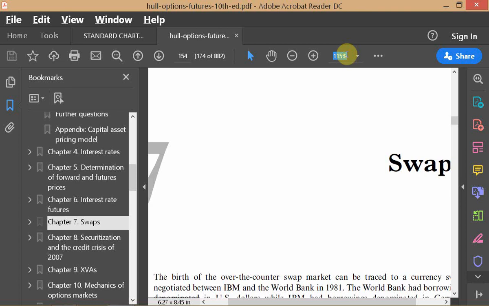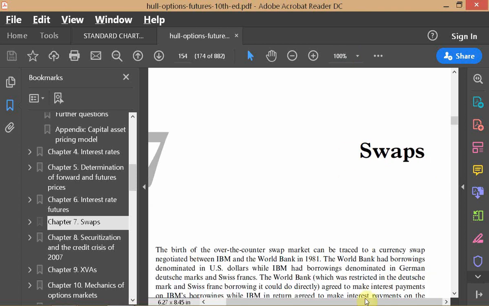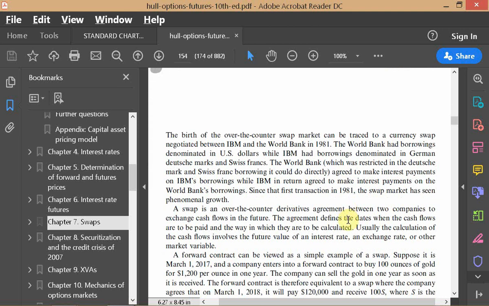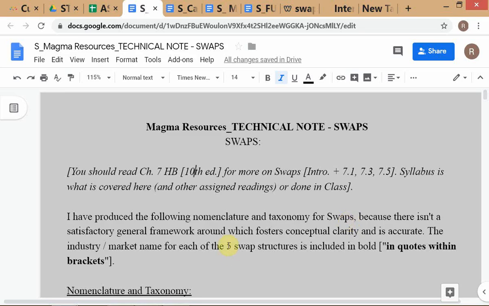Maybe it's not 100. So you can read the introduction of the swaps thing. But let me first give you a proper taxonomy of swaps. That's very important. You understand taxonomy? The science of classification, and it is also used to refer to a particular classification.